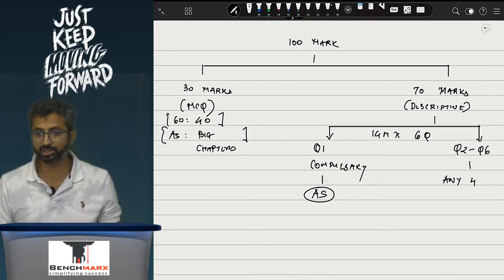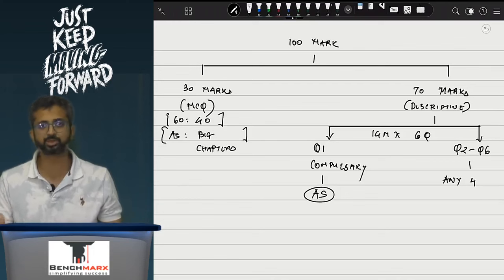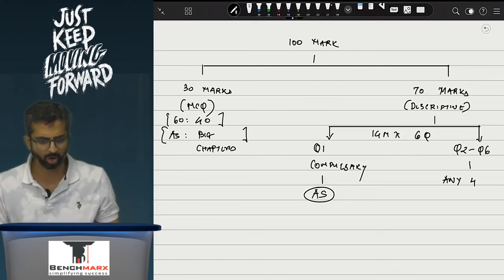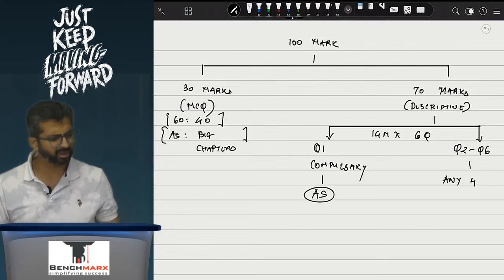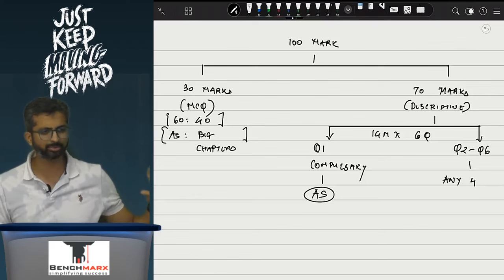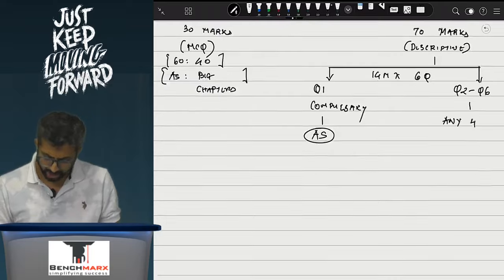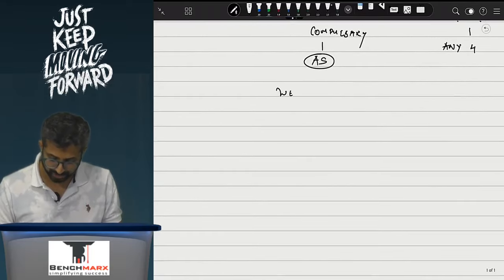And obviously, advanced accounting being the first paper, this will set the tone for you for all the other papers as well. So, when we look at, are we clear with this? Any problems? No? Okay.